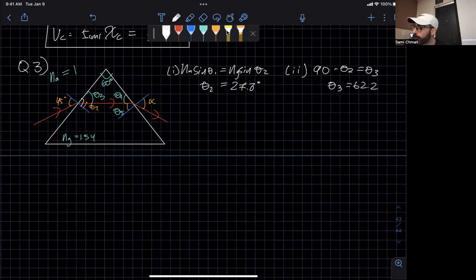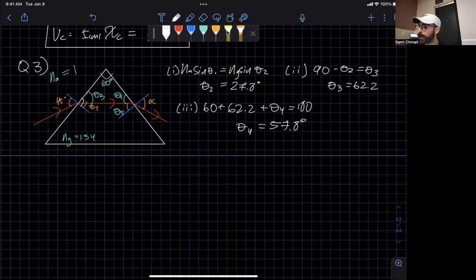Now, using that relationship, we can find what theta 4 is equal to because we have a triangle at the top there. So we can say that 60 degrees plus theta 3, which is 62.2, plus theta 4 is equal to 180. And here you have enough to solve for theta 4. And now theta 4 is equal to 57.8.